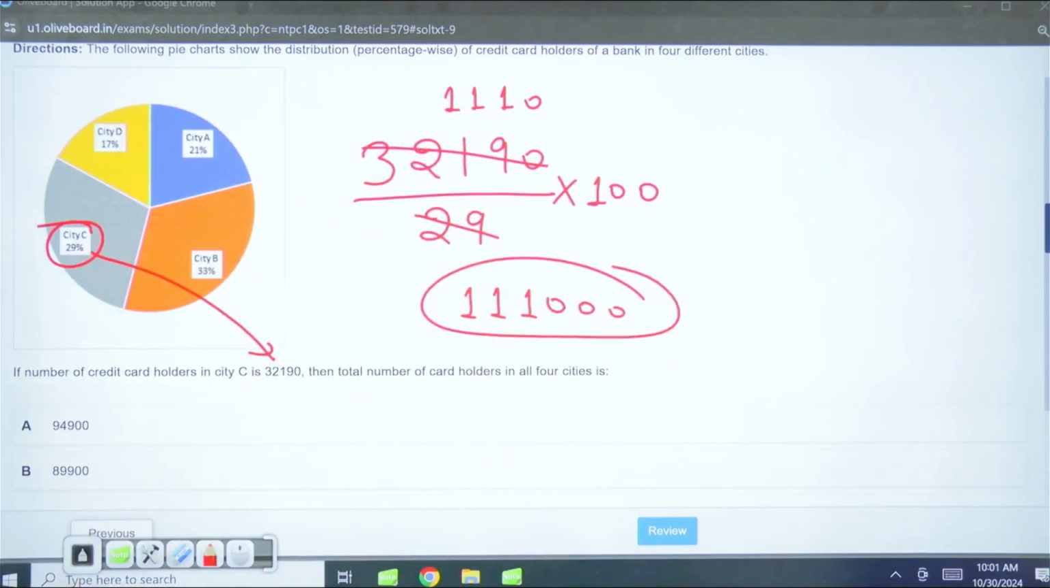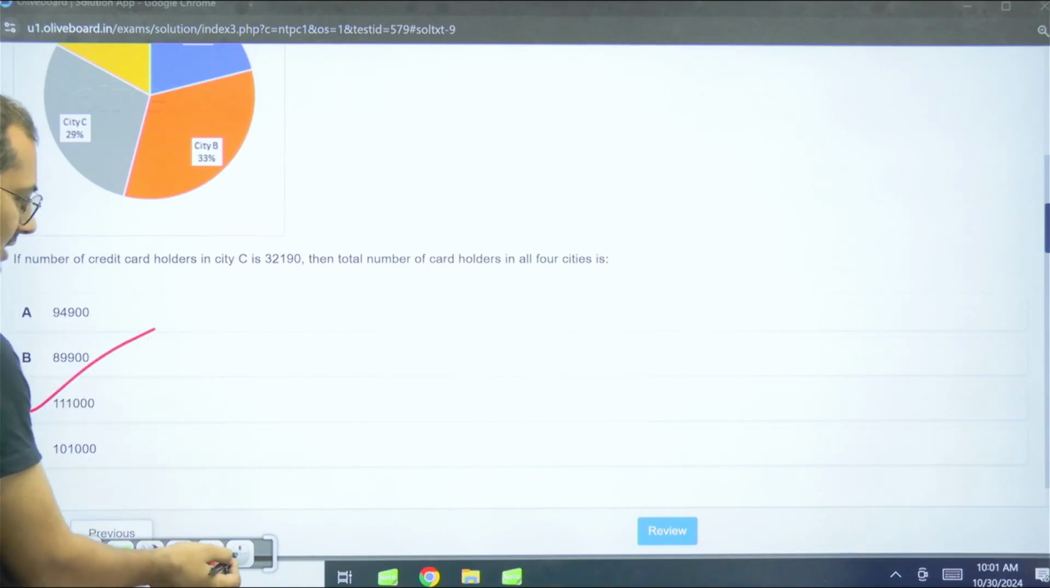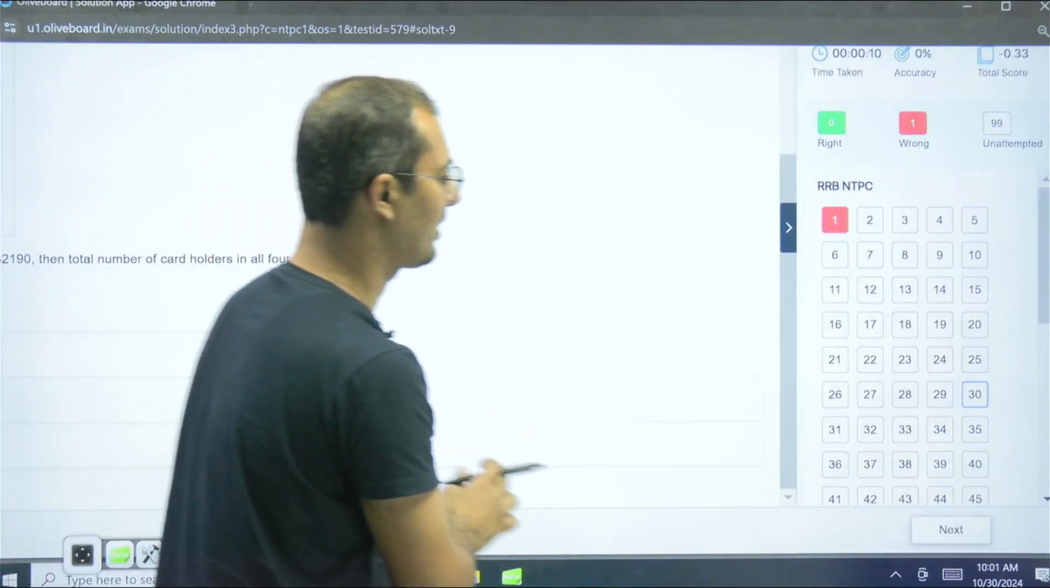So this is the right answer. So we can say that C part is the right answer. C Chennai Express is the right answer. So moving to next question.